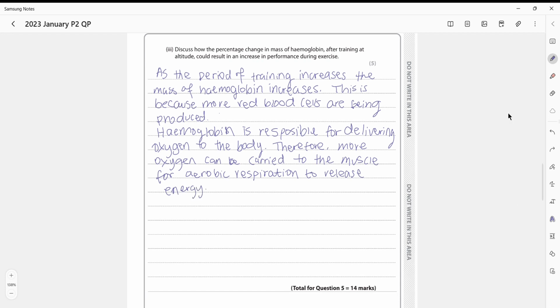Okay, let's go through the marks. One mark for as the period of training increases, mass of hemoglobin increases. Another mark for there is an increase in red blood cells. Another mark for hemoglobin delivering or binding to oxygen, and therefore more being transported to the muscle. And then for aerobic respiration, that's another mark. To release energy, that's another mark.